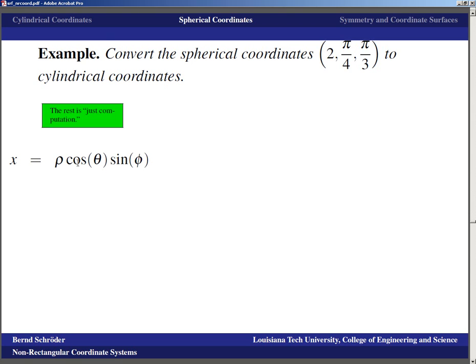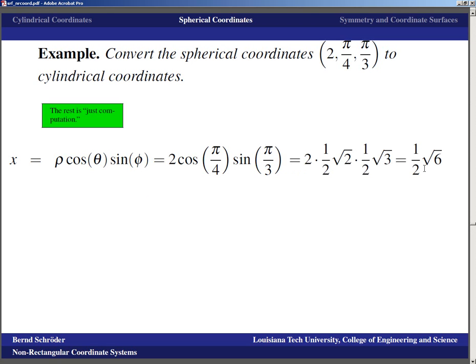So x is rho cosine theta sine phi, which would be 2 times cosine pi over 4 times sine pi over 3. Cosine pi over 4 is 1/2 root 2. Sine pi over 3 is 1/2 root 3, sorry, that's right, because the sine goes up. So that's 2 times 1/2 root 2 times 1/2 root 3. So that ends up being 1/2 root 6.